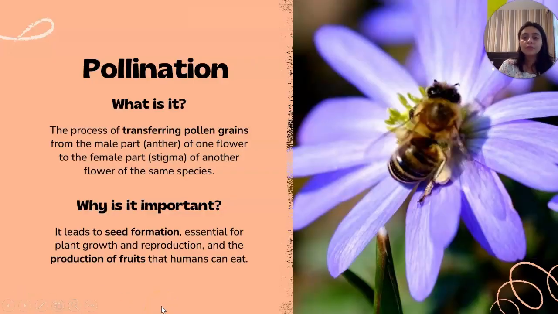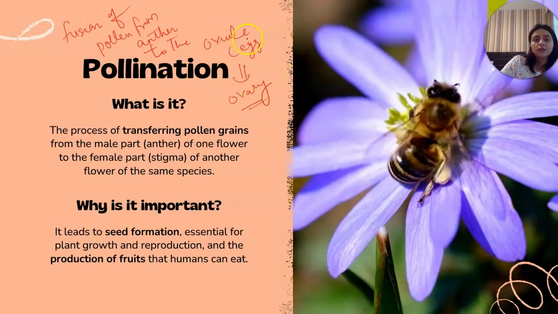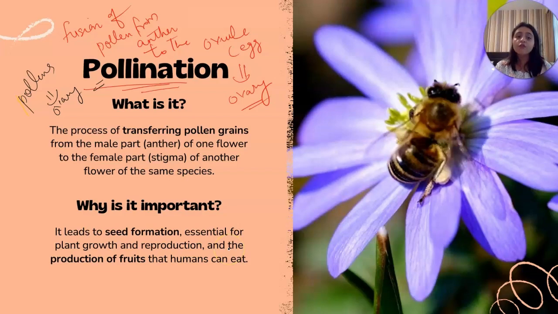Okay, so the fusion of pollen from the anther to the ovule, the egg, which is present inside the ovary, has a unique process which is known as pollination. Pollination, okay, because we are going to transfer the pollens to the ovary. That is why the process is known as pollination. So we are transferring the pollen grains from the male part, which is the anther, of one flower to the female part, that is the stigma, of another flower of the same species.